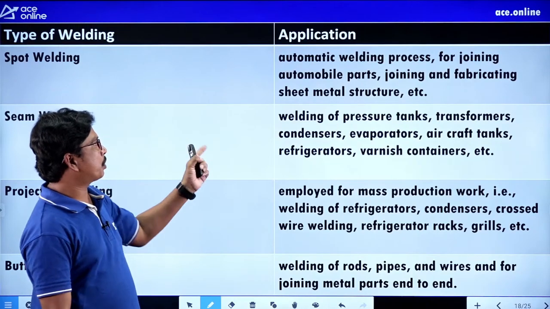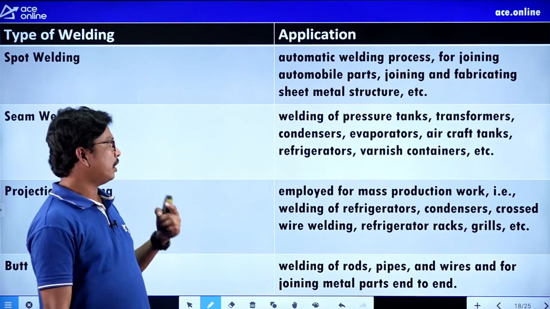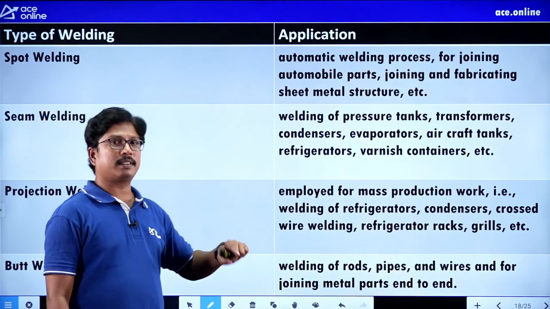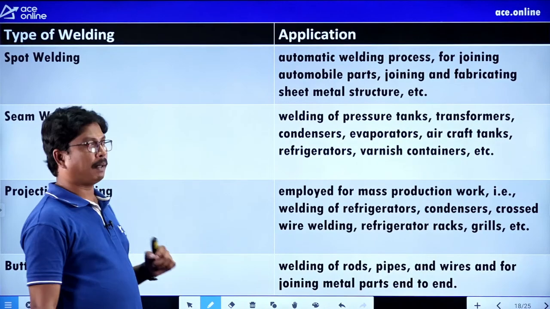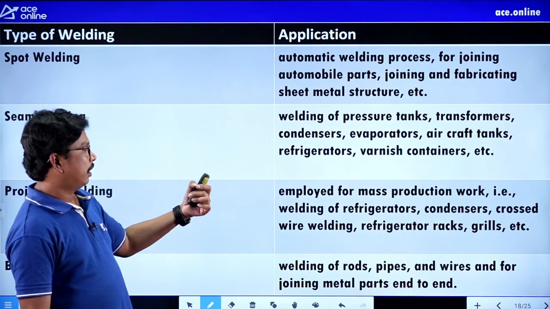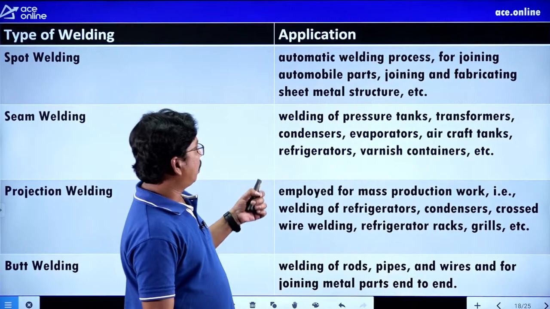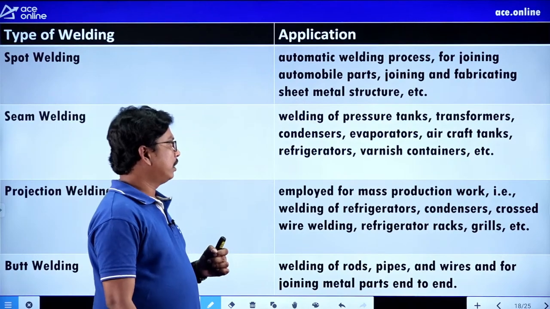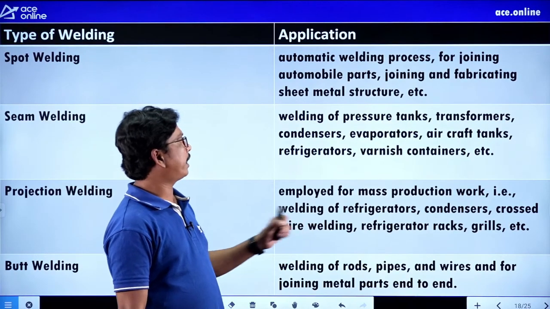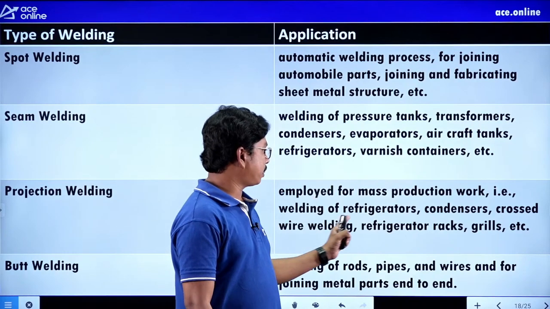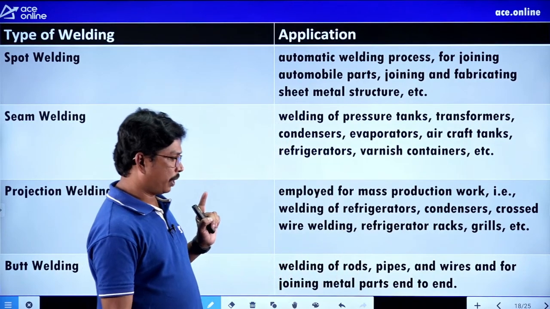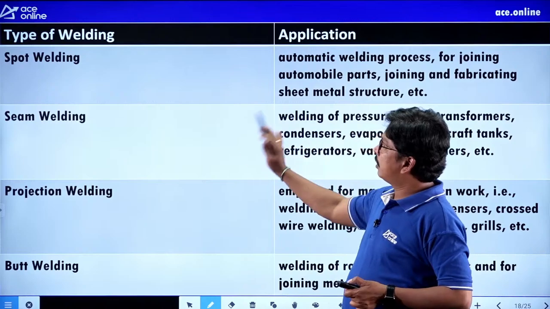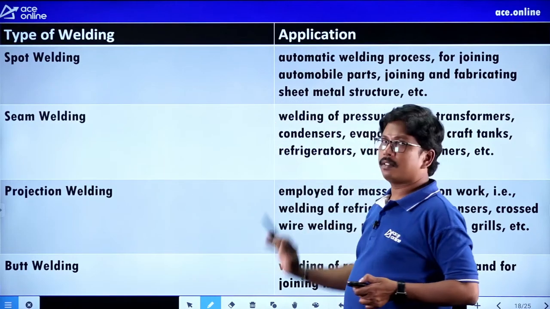So try to remember the applications, students. For example, if they ask which type of welding is used for welding of rods and pipes, we can go for butt welding. If they ask which type of welding is used for welding of transformers, we can go for seam welding. For condensers, crossed wire weldings, refrigerator racks and grills, we are going to use the projection type of welding, students, right? So try to remember the type of welding and the type of applications.